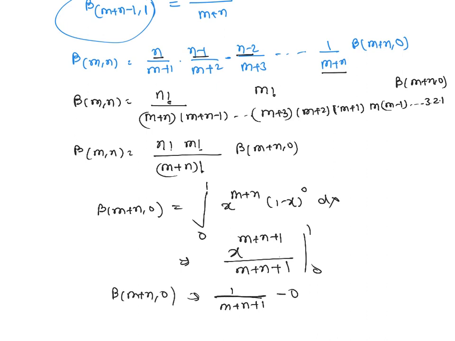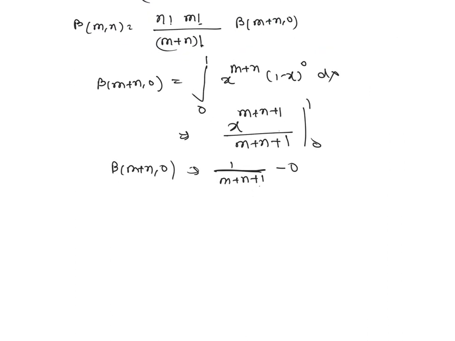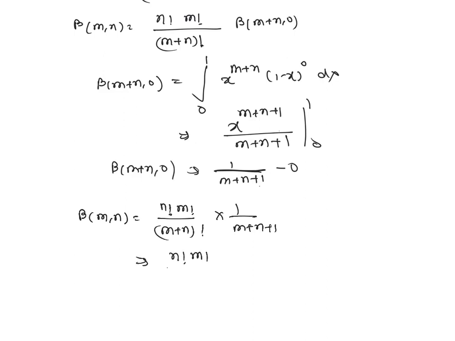1 upon m plus n plus 1. So if I put beta m comma n, it is nothing but what will come? m factorial n factorial into m factorial divided by m plus n factorial into 1 upon m plus n plus 1. So this is nothing but n factorial into m factorial divided by m plus n plus 1 factorial. So this is beta m comma n.